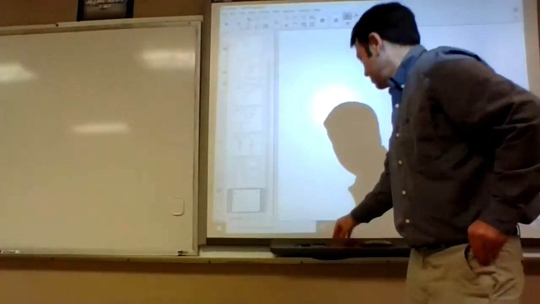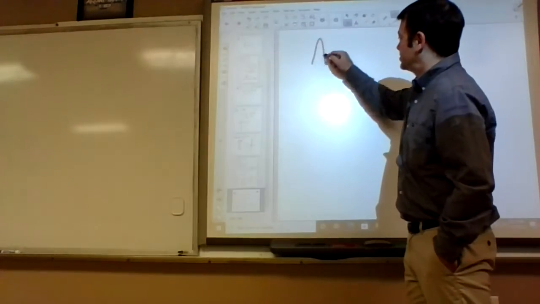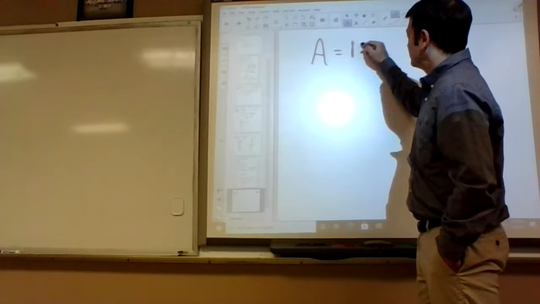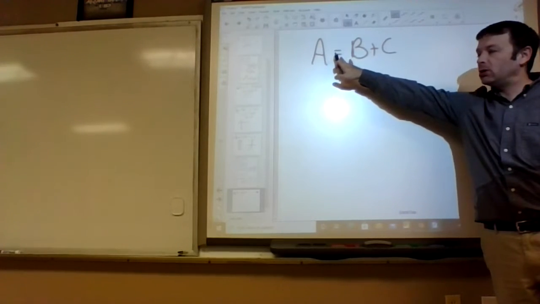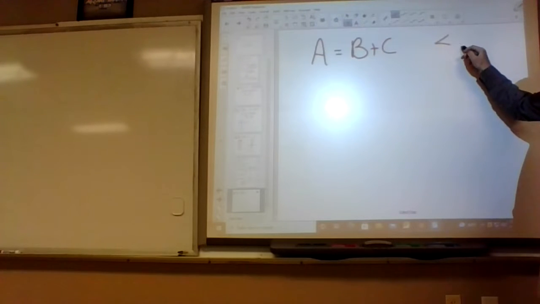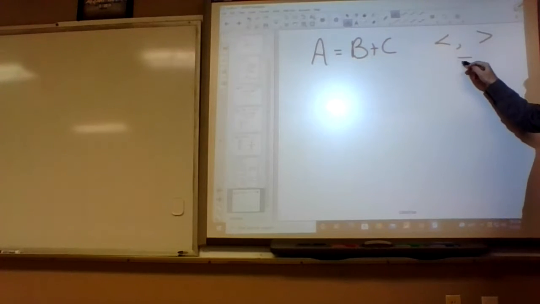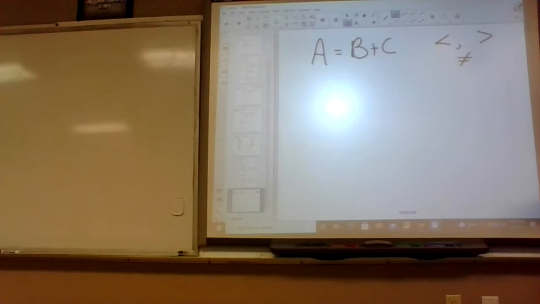Question. So, you guys know what an inequality is? Yes. Yeah, not equal. So this is an equation because it has an equals. An inequality would be less than, greater than, not equal to, anything besides equal.